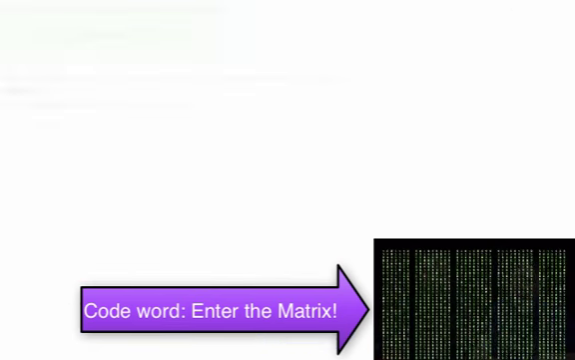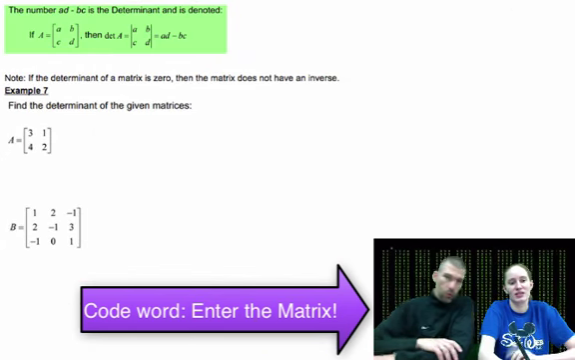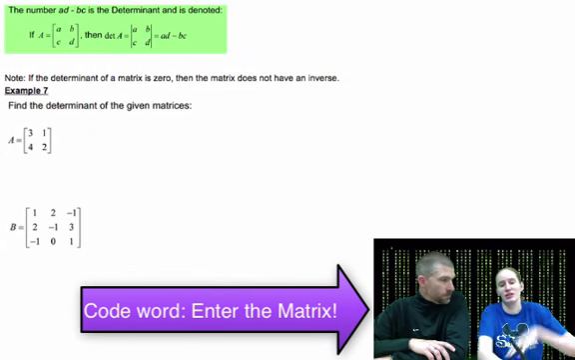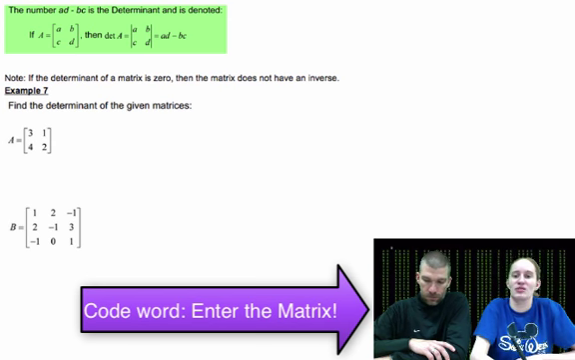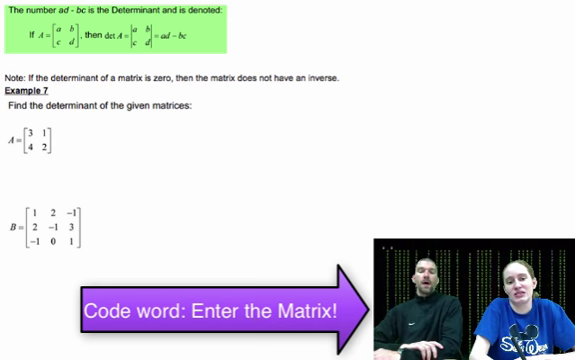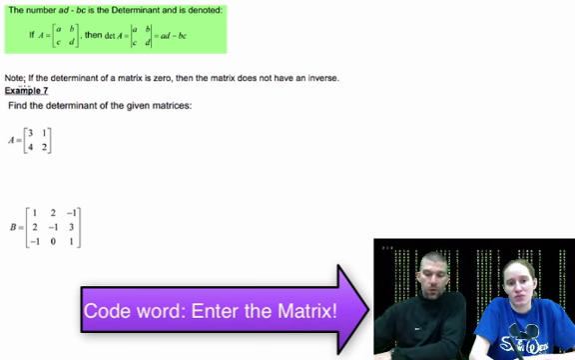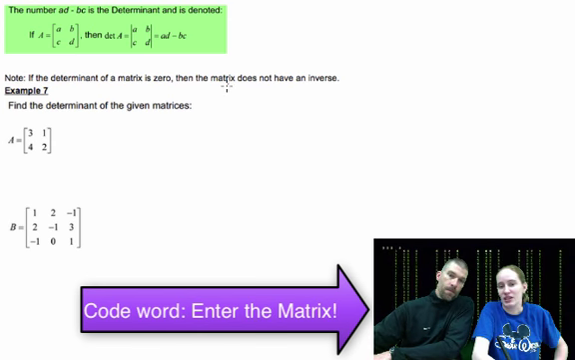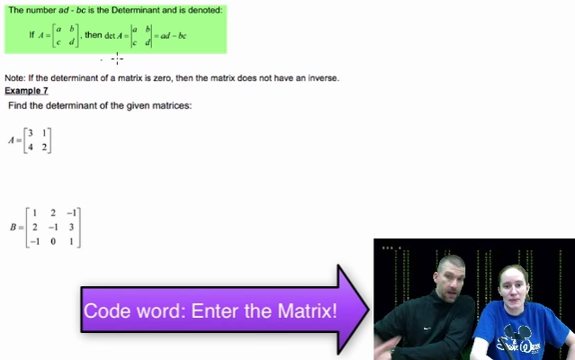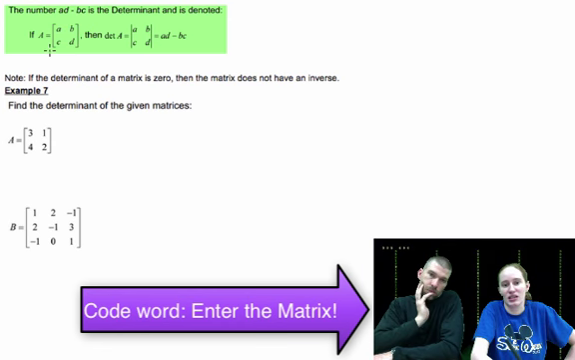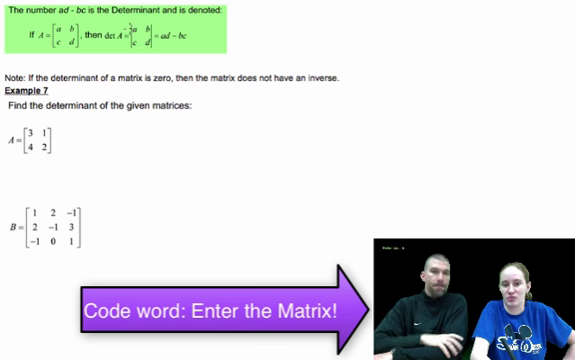Let's find some determinants. This is like a special thing again, kind of like the inverse. It's a special thing that you use all the time when you're working with matrices, and they're kind of cool. Note, if the determinant of a matrix is 0, then the matrix does not have an inverse. That's what we just found happen. If it's a 2x2 matrix, then you take the diagonals and multiply them together with a subtraction sign in between.